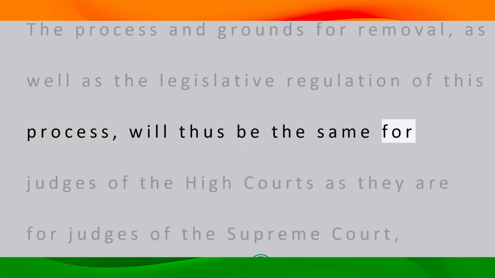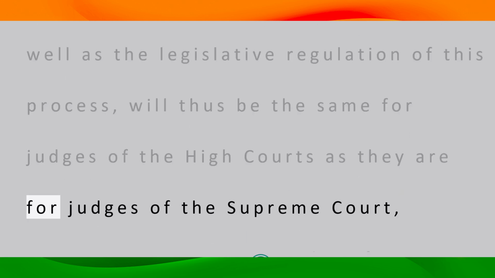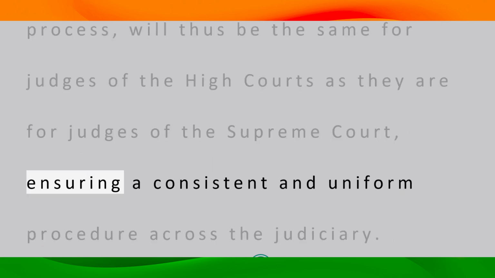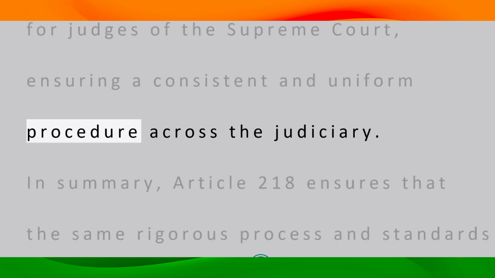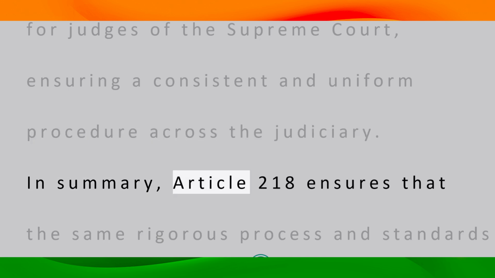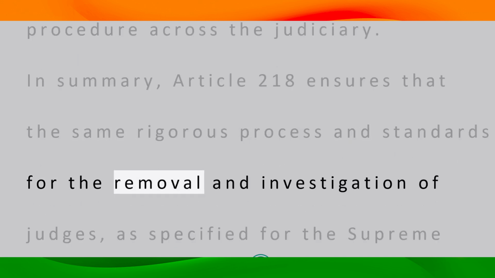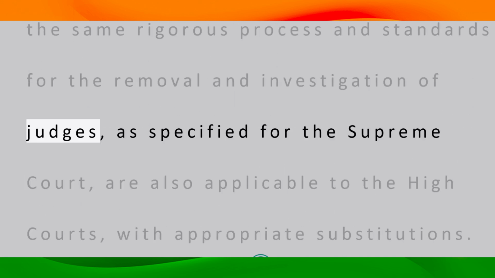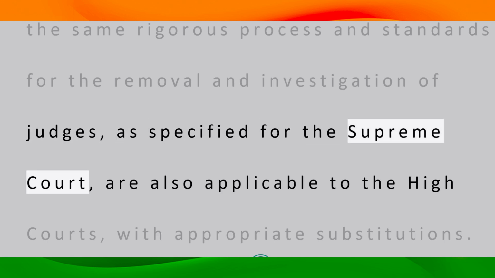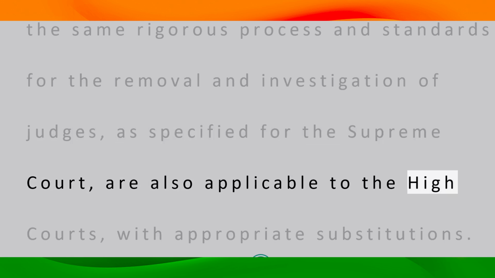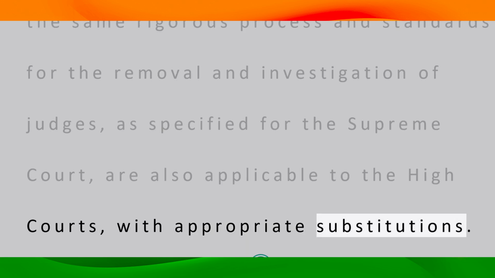The process and grounds for removal, as well as the legislative regulation of this process, will thus be the same for judges of the High Courts as they are for judges of the Supreme Court, ensuring a consistent and uniform procedure across the judiciary. In summary, Article 218 ensures that the same rigorous process and standards for the removal and investigation of judges, as specified for the Supreme Court, are also applicable to the High Courts, with appropriate substitutions.